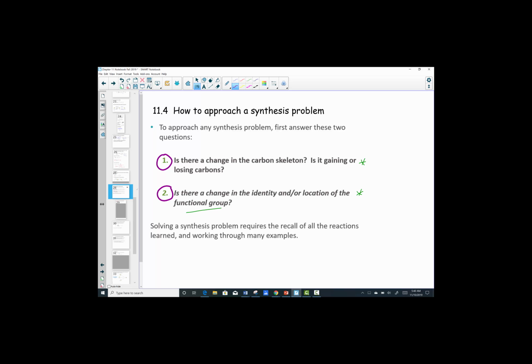Solving a synthesis problem is not a spectator sport. It's going to require you to recall all of the reactions that we've learned so far, and by working many, many examples, proficiency comes with multiple exposure to practice problems. Not really by sitting and memorizing the reagent charts that I provided. That's a very good first step, but by using those reagent charts to actually solve synthesis problems, that's where the proficiency will build.